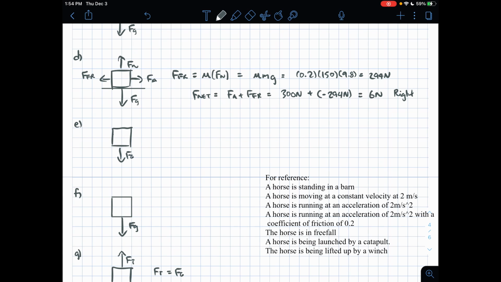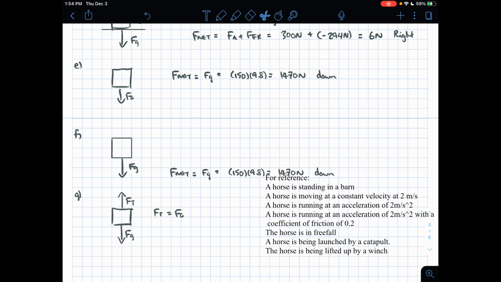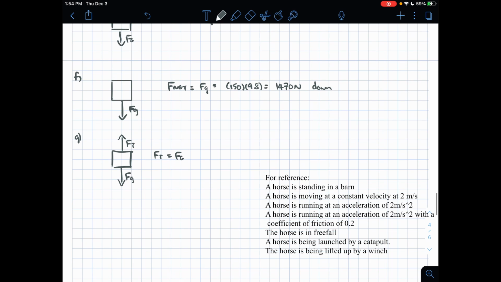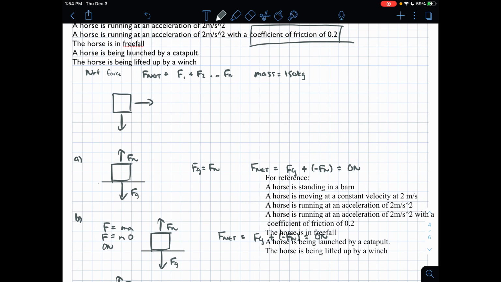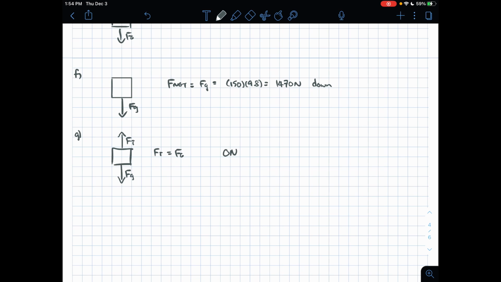Now, on to question E. The only thing that's pulling on it is the force of gravity, so F net equals Fg. But what's Fg? Well, it's mass times the acceleration of gravity, so 150 times 9.8. That would work out to around 1470 newtons, and that's going down. Question 6, same as above. Now we're on to question G, and this is basically the same question as question 1, right? Because Ft equals Fg, so they cancel out. So in total, it would be 0 newtons.